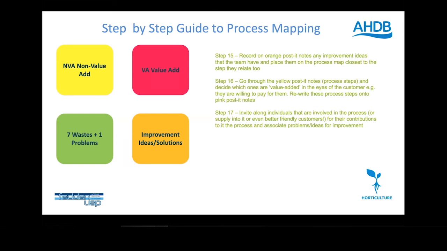To make it an even richer picture, normally what I do is I start to identify and call out the problems that I'm seeing, the 7 waste plus 1, and I put them on separate post-it notes. I put them on green ones, and then stick them onto the process map whereabouts they occur within the process. So I start to build up a picture of where the waste sits within the process itself.